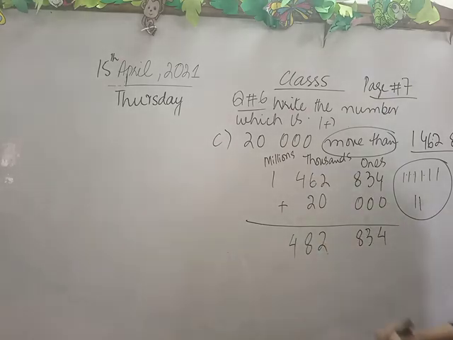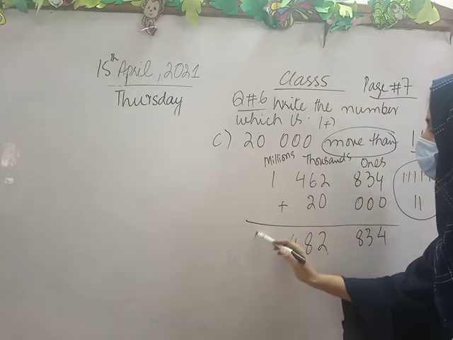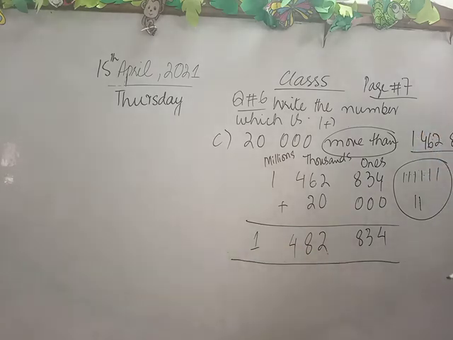Now 4 as it is. Now space as it is and 1 as it is because there is no digit below the numbers. Fine? Is it clear or not? Okay. So we can read the number in total as 1,482,834. Is it clear class? Okay. Now I am going to solve D part.